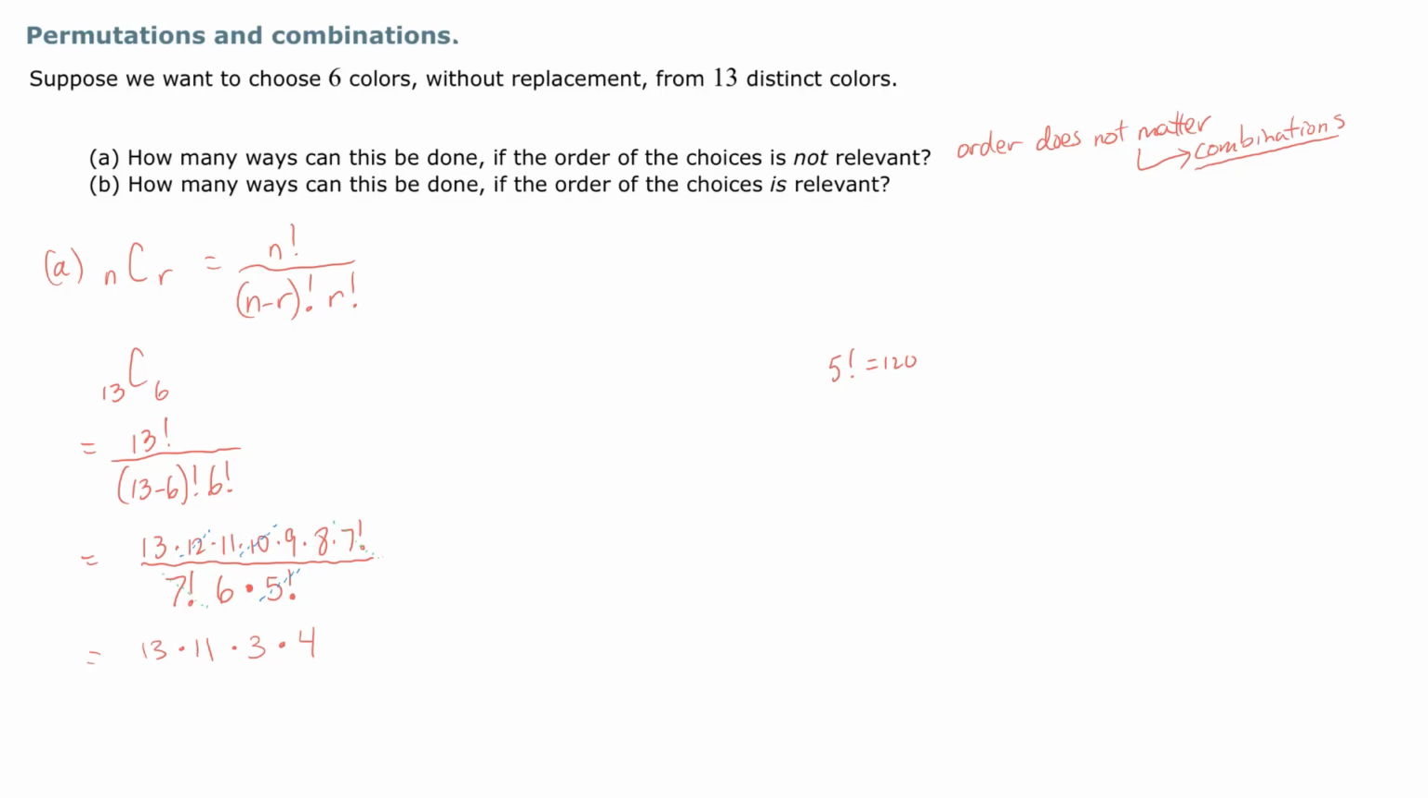You could use a calculator there. That's 13 times 12 times 11. And we get 1,716 combinations.